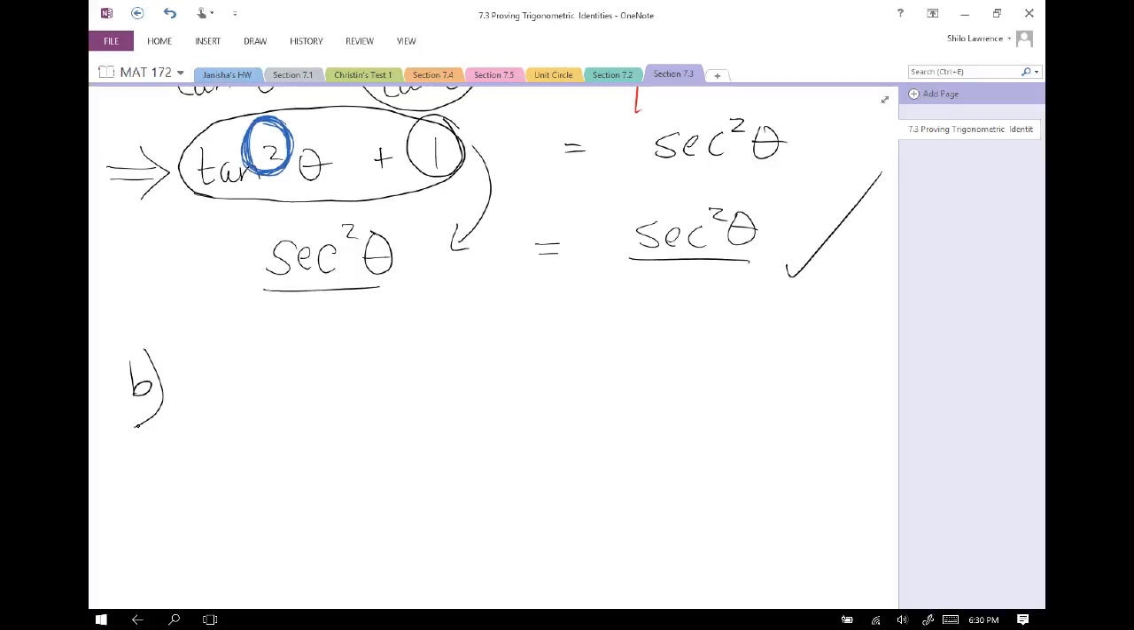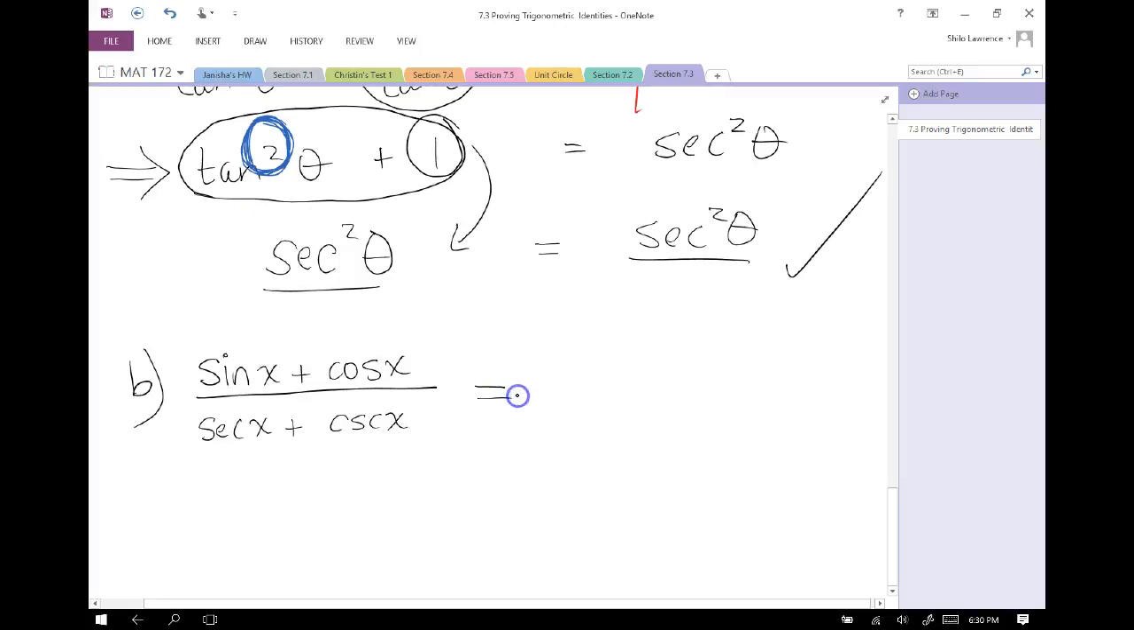And we are going to try to prove that (sin x + cosine x) all over (secant x + cosecant x) is equal to sin x over secant x.